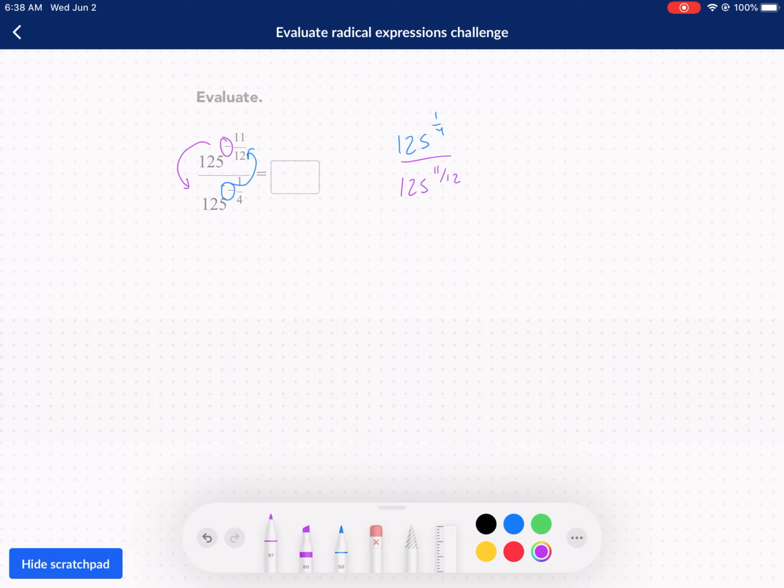Okay, we have like bases here, 125, so this is actually pretty good because we have this divide symbol, and that fraction just means divide.